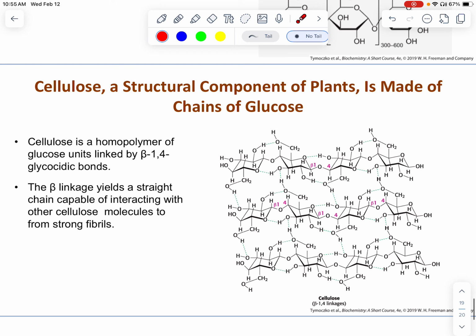All right, cellulose. Cellulose is a structural piece in plants rather than used for energy. And now we have beta linkages. The difference there is that those beta linkages lead to this straight chain capable of interacting with other cellulose molecules to form really strong fibers.